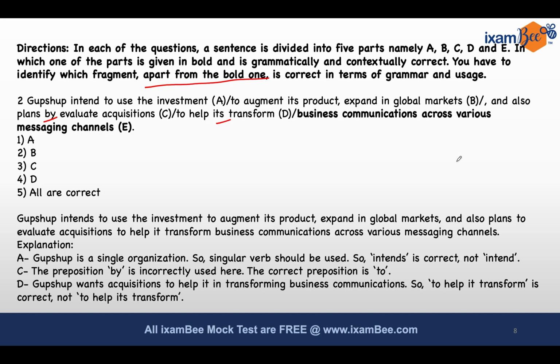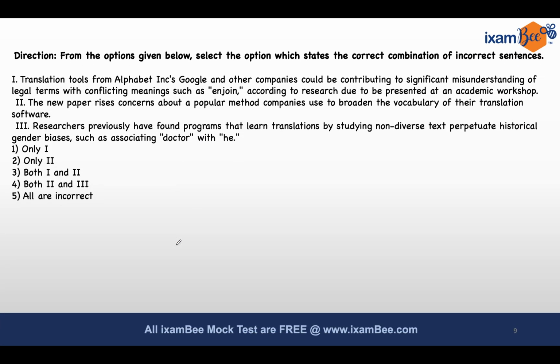Let's look at the options. There you go. Gupshup is a single organization, so there is an issue with subject-verb agreement here. That goes off our chart. C, the preposition by we just discussed, that goes off our chart. D, help it transform. So here we can see A is incorrect, C is incorrect, D is incorrect. That leaves us with only one: option B.